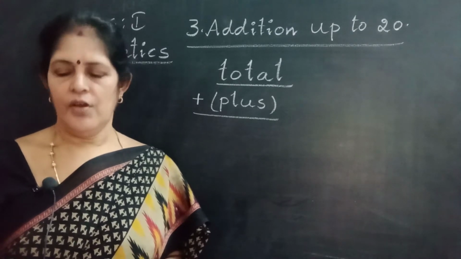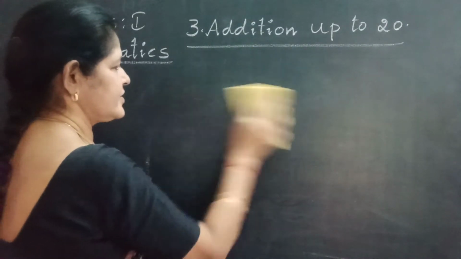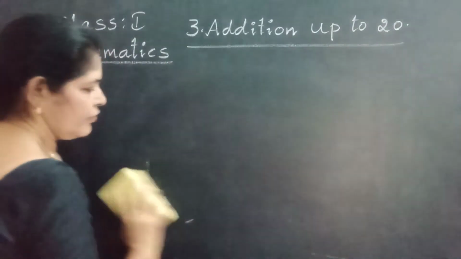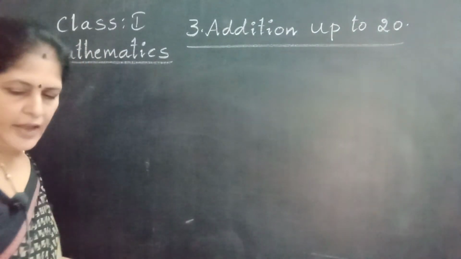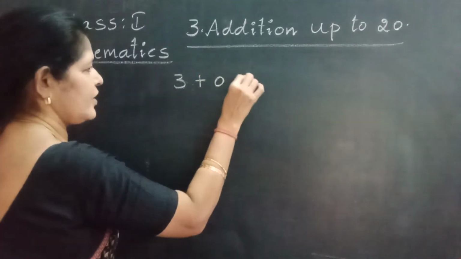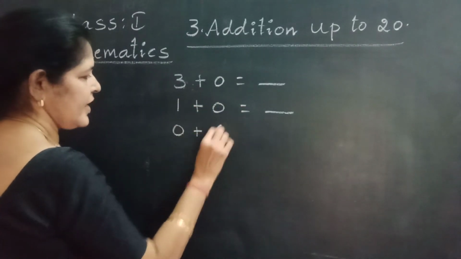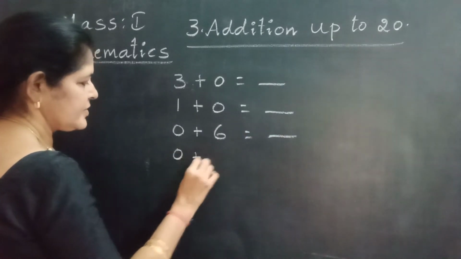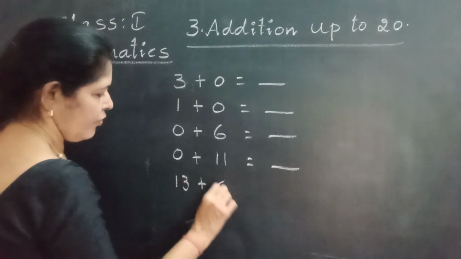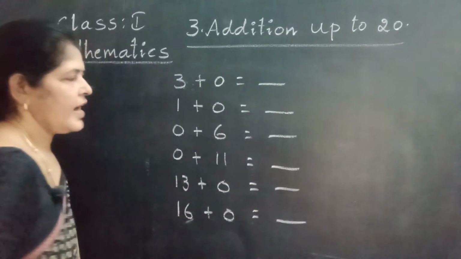Rules in the addition. When we add 0 to a number, we get the same number. No change in the value. Look at the numbers. 3 plus 0, 1 plus 0, 0 plus 6, 0 plus 11, 13 plus 0, 16 plus 0. What is the answer?